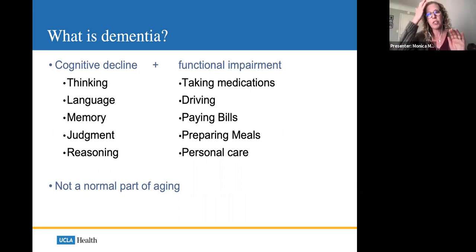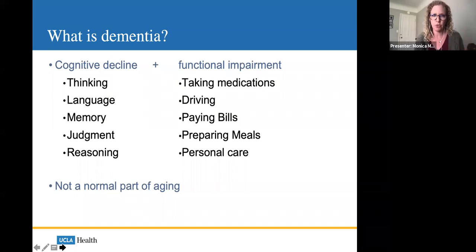It's important to know that this is not a normal part of aging. This is not something you should just anticipate. If this does happen to you or a loved one, that is when you need to raise a flag and bring the person to a physician to get some help.